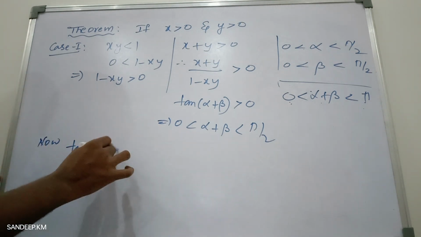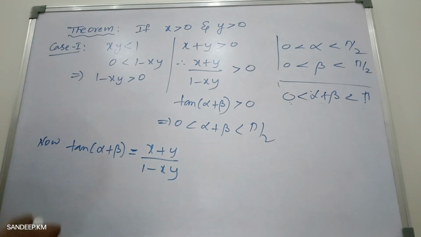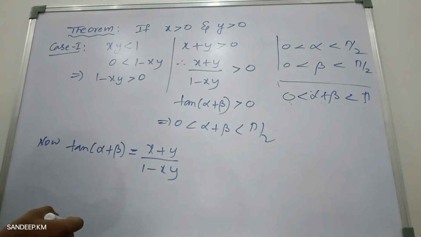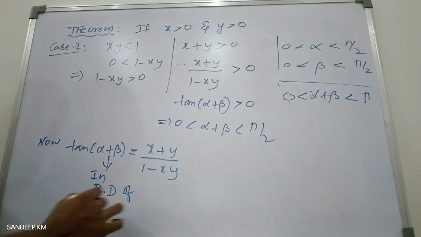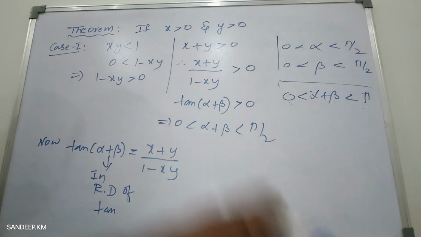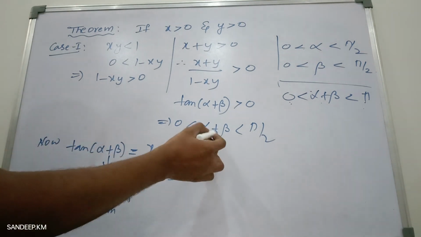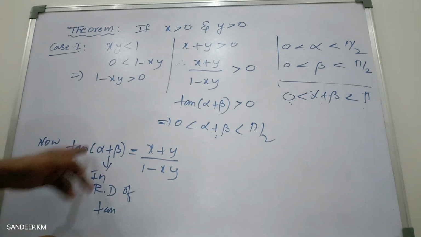Tan of alpha plus beta is equal to x plus y by 1 minus xy from the first equation. Alpha plus beta is between 0 and 90 degrees. This is in the restricted domain of the tan function. What is the restricted domain of the tan function? The restricted domain of the tan function is between minus 90 and plus 90. Correct or not? So alpha plus beta is in the restricted domain of the tan function. Therefore, tan will go to the right side.